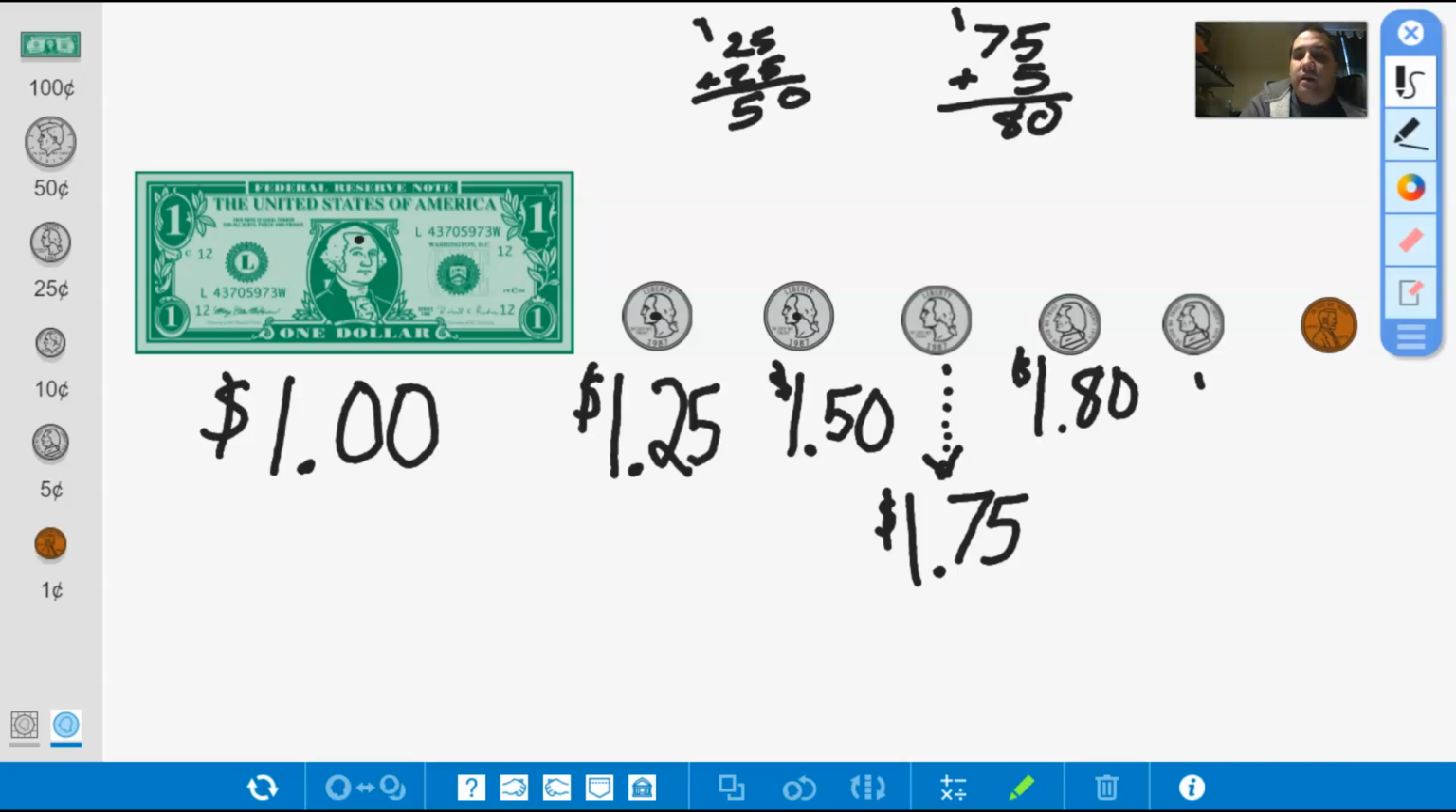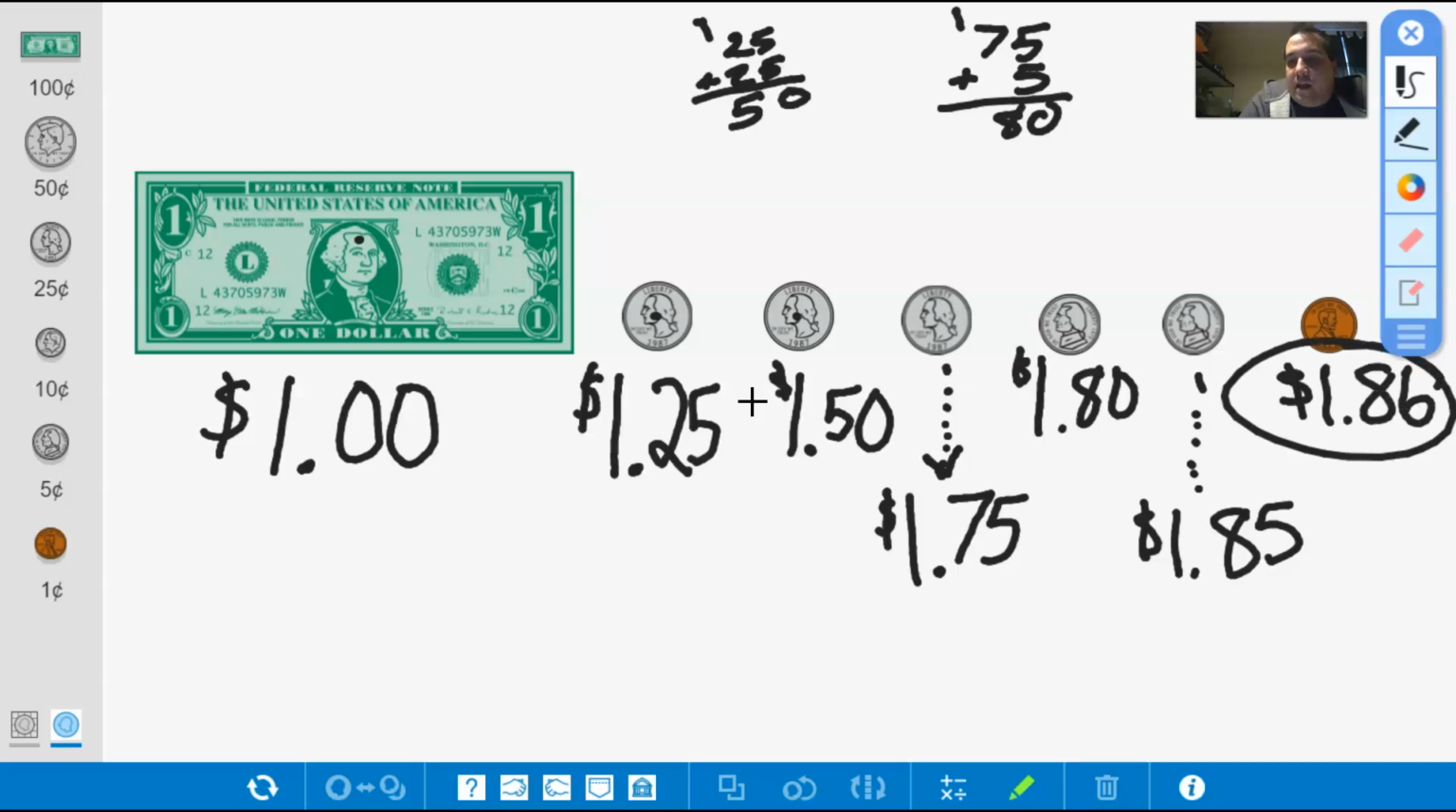Now I have another nickel, so I'm going to add a 5 to the 80 cents. So now, boy, am I running out of room. $1.85. And now I have a penny. So I write $1 and I add 1 cent to the 85. So I have $1.86.